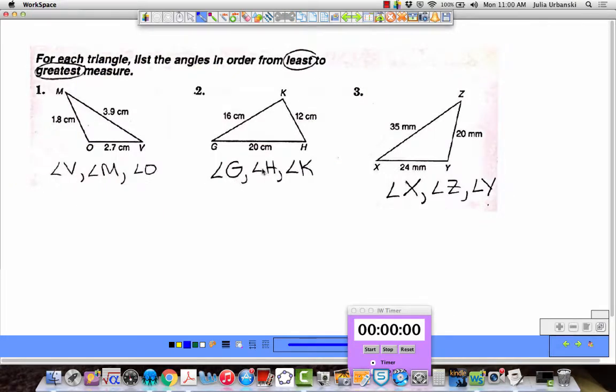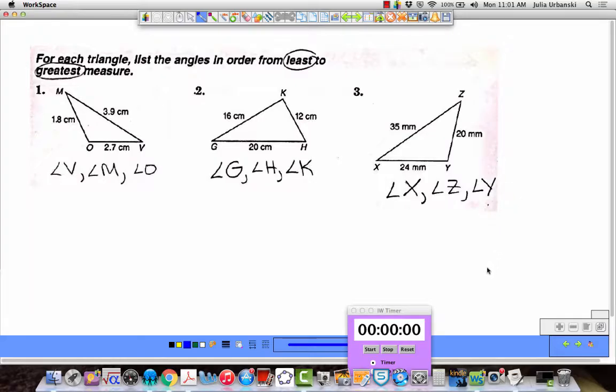G, H, K. Wait, it matters what order it's in? Yes, the direction is least to greatest. It matters because of the question. So the smallest was G across from the 12, the middle was H across from 16, and K was biggest across from 20. For number 3, it was X and Z, then Y.